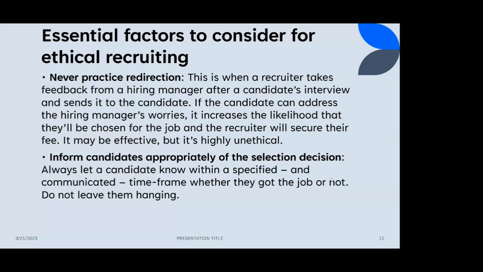Inform candidates appropriately of the selection decision. Always let the candidate know, within a specified or communicated time frame, whether they got the job or not. It is very important. Do not leave them hanging on the application or expecting you to tell them something. Even if you do not hire them, it is important that you thank them and move on.